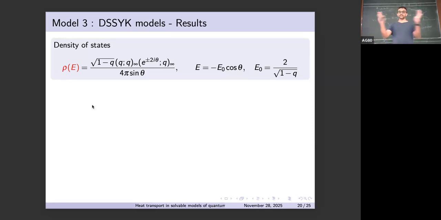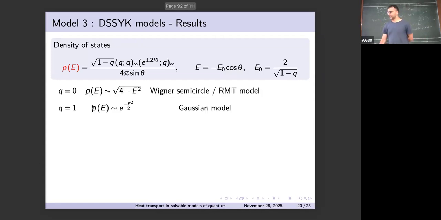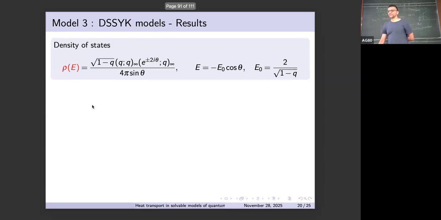E is again a cut, just like random matrix theory. I understood what Q was, it's this ratio. But what was theta in the underlying model? Theta is not there. It's just energy, written in terms of energy. So there are special limits where again things look very similar. Q equal to 0 happens to land on the Wigner semicircle. Q equal to 1 happens to land on the Gaussian model that I discussed some time back.